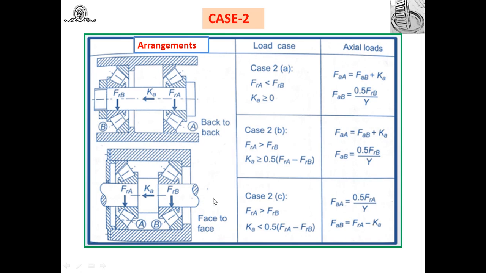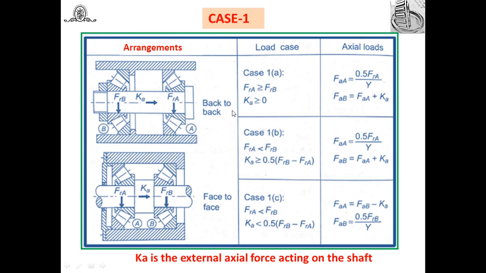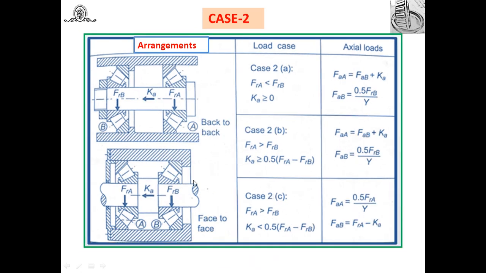That means from this case 1 and case 2, whether K, the external axial force, is acting towards the right hand side, or whether it is acting towards the left hand side, based on that you have to find out the axial loads at bearing A and bearing B by using these expressions based on the different load conditions. Different load condition means these conditions.